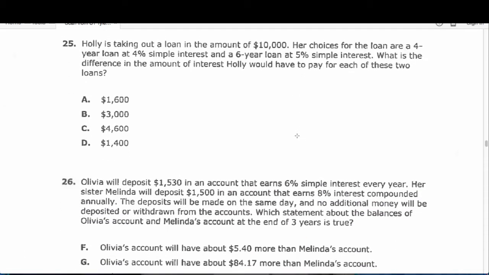Question 25. Holly is taking out a loan in the amount of $10,000. Her choices for the loan are a 4-year loan at 4% simple interest and a 6-year loan at 5% simple interest. What is the difference in the amount of interest Holly would have to pay for each of these 2 loans? A. $1,600, B. $3,000, C. $4,600, D. $1,400.